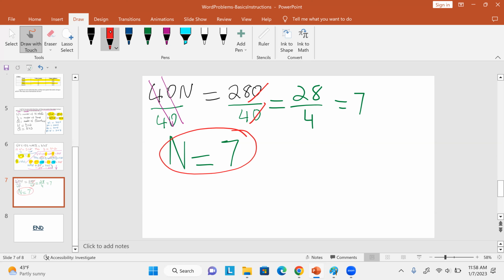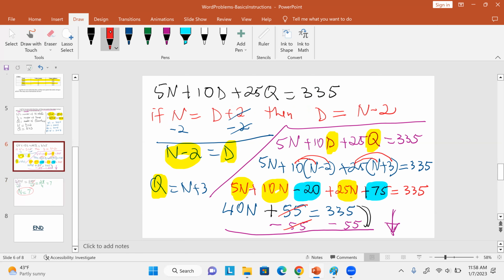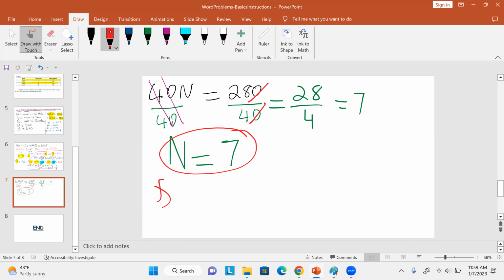We can solve for q and d. Again, n minus 2 is d, which is the same as d is n minus 2. So d is 7 minus 2. Where did the 7 come from? 7 is n. Yeah, 7 is n. So we have a 7 as the number of nickels. So d is 5.